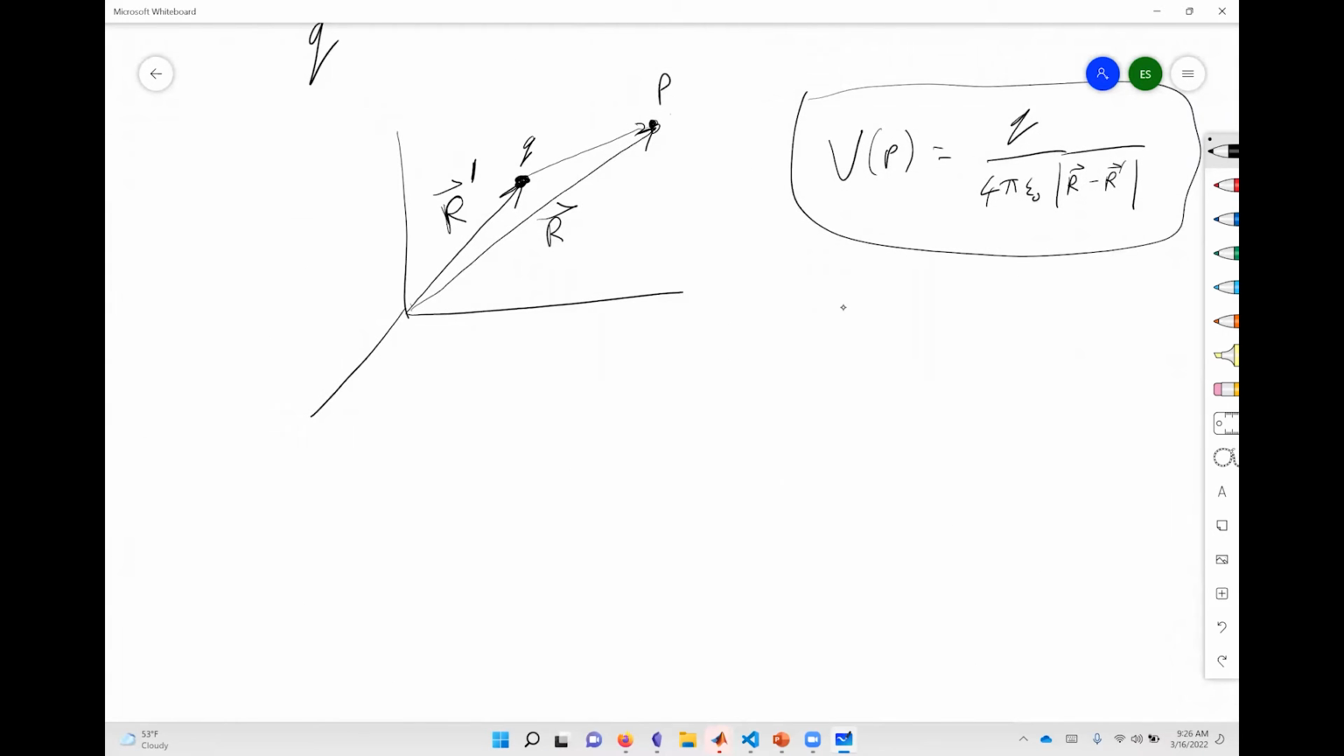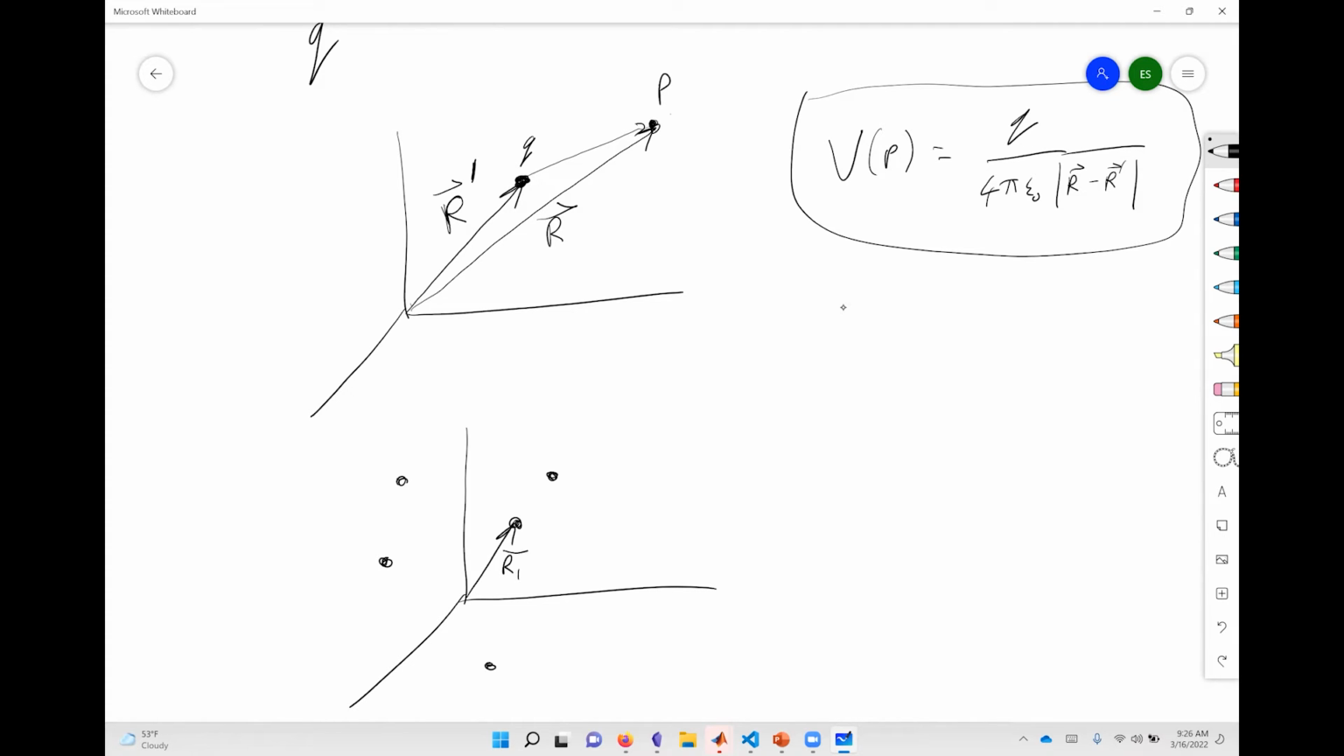Why do we want to deal with this? Because in real life we don't have only one charge to worry about. We might have multiple charges. So I have 4 charges, 5 charges, and I want to find the potential field around those 5 charges. So I need to know the location of each of those 5 charges.